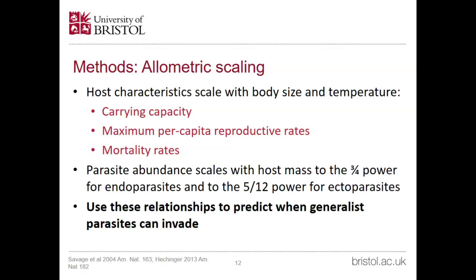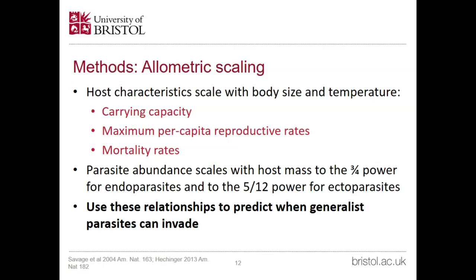So that was the transmission element of the model. And we introduced allometric scaling to relate it to host traits. So in the model, we have a carrying capacity because of the logistic growth. We have reproductive rates for the hosts, and we have mortality rates, and all of these are then linked to body size and temperature through relationships that are established in the allometry literature.